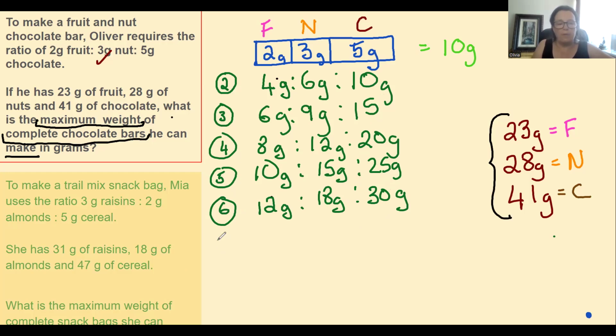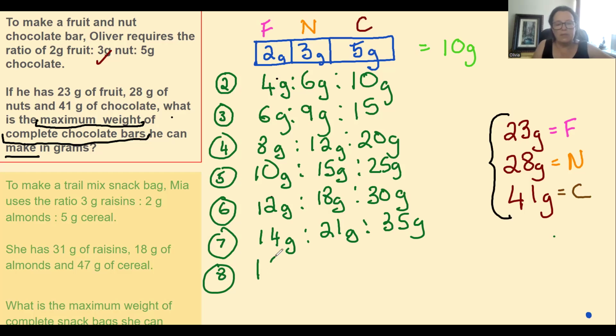Let's keep going. For 7 bars, we would need 7 twos are 14. 7 threes are 21. 7 fives are 35. For 8 bars of chocolate, we would need 8 twos are 16. 8 threes are 24. 8 fives are 40.